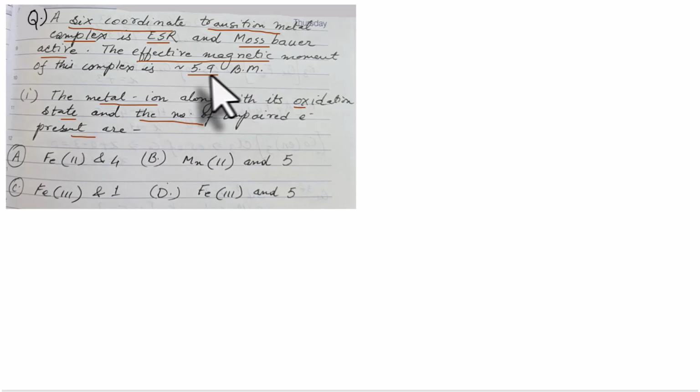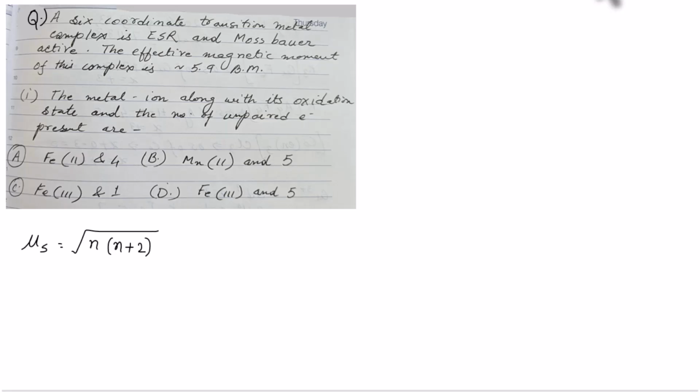So we have to consider this given magnetic moment, and then we have to identify which metal ion this is and how many unpaired electrons are present for this metal ion. So first of all, let's use the given magnetic moment to calculate the number of unpaired electrons in this particular complex. So we apply the spin only formula, which says that mu s is equal to under root n into n plus 2, where n is the number of unpaired electrons.